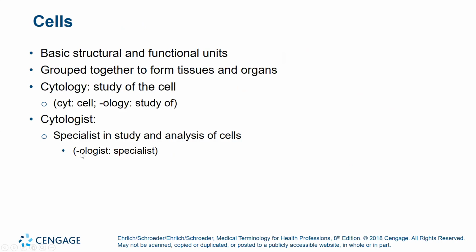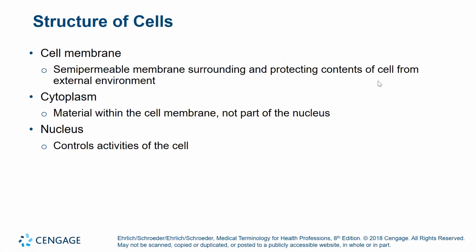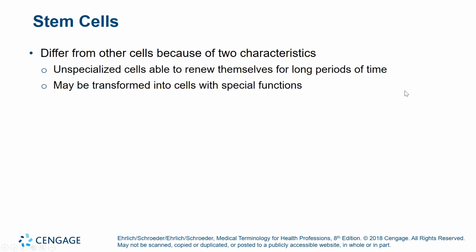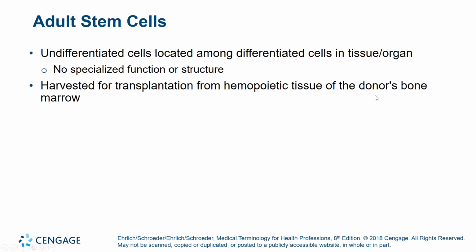Cytologist means specialist in the study and analysis of cells. O-L-O-G-I-S-T means specialist. We have the cell membrane, and we have cytoplasm and the nucleus within the structures of the cells. We have stem cells. These differ from other cells because of 2 characteristics. Unspecialized cells able to renew themselves for long periods of time, and also may be transformed into cells with special functions. Stem cells.